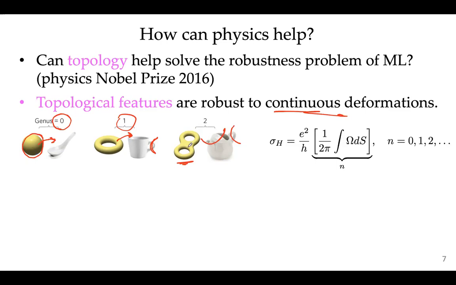So the nice thing about topology is that they are robust against continuous deformations. So how do we mathematically express this? Well, for example, in the quantum Hall effect, you have some magnetic field and some material where you measure the conductivity under the effect of the magnetic field. So you can measure the conductivity.